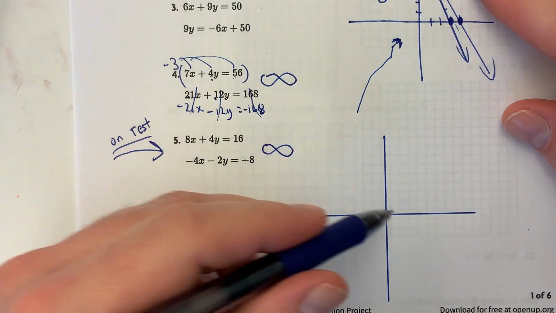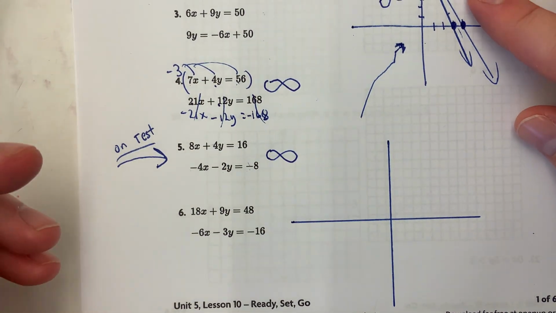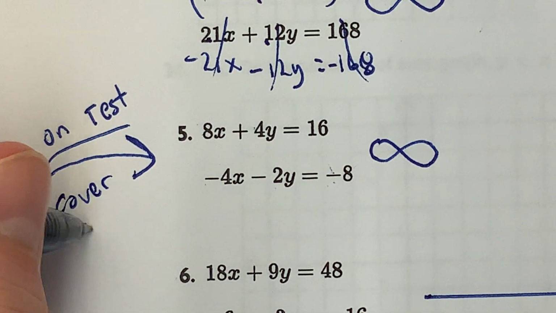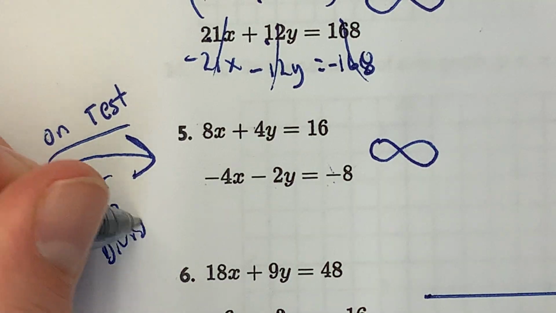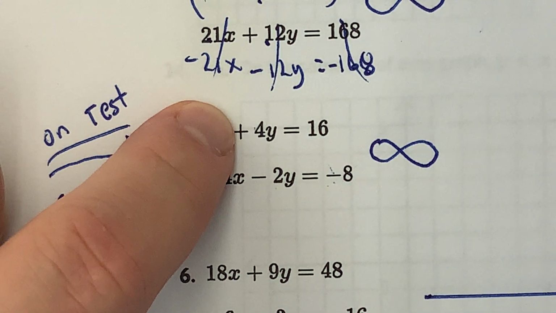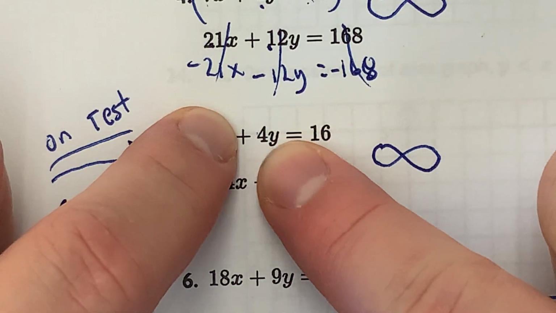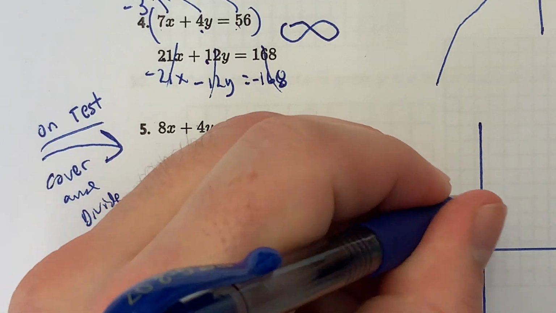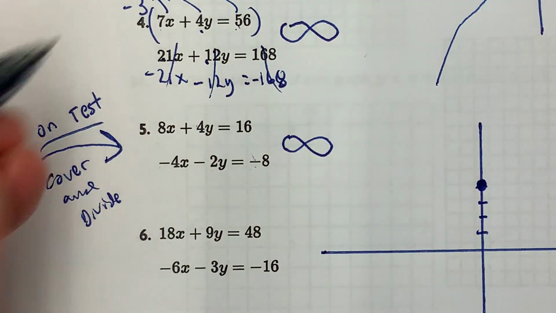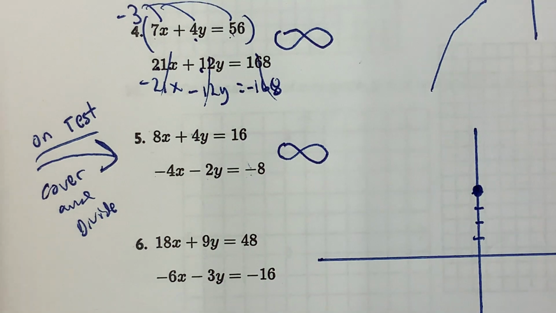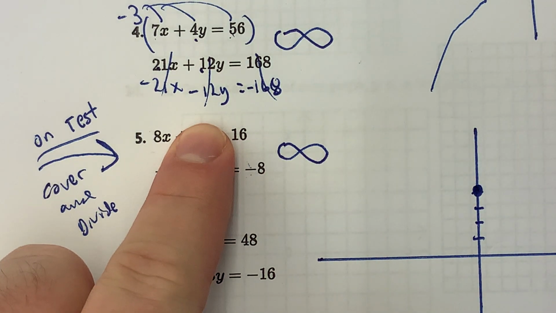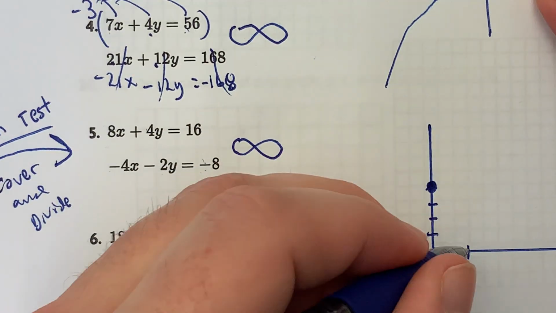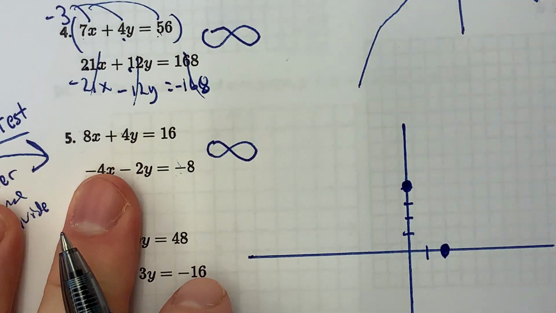And let's put number 5 here on the graph. How do you do that? Well, we cover and divide, right? So we're going to cover this up, and 16 divided by 4 is what? Is 4. So I'm going to go to my graph, and I'm going to go to 4 on the y and put a dot, and that's where that dot goes. Now do it again for the x. Cover and divide. 16 divided by 8, that's 2. So we'll go to 2 on the x, and we'll put a dot. And now we're going to graph it.